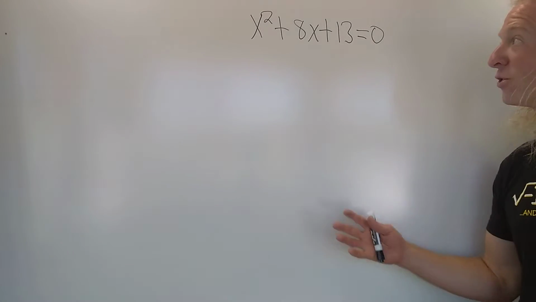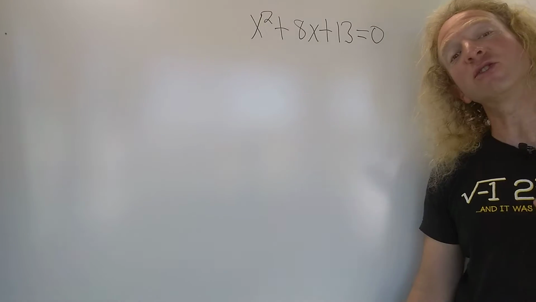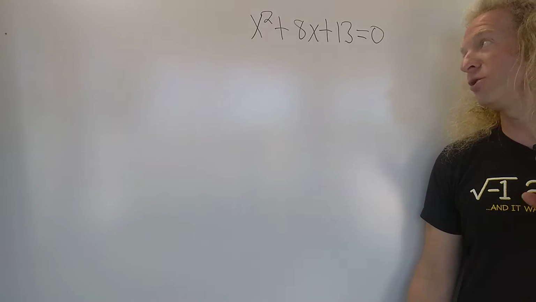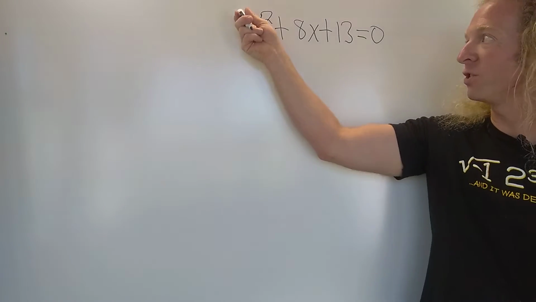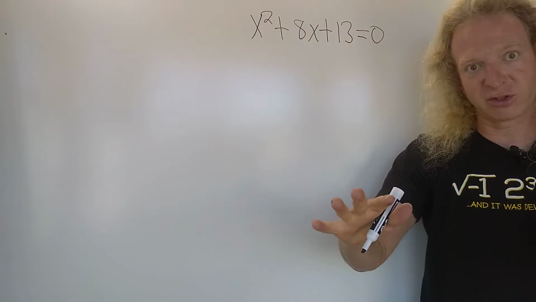In this video, we're going to solve this quadratic equation by completing the square. So the very first thing you should do when you're completing the square is to make sure there is a coefficient of 1 here. So there is a 1 here, so things are good.